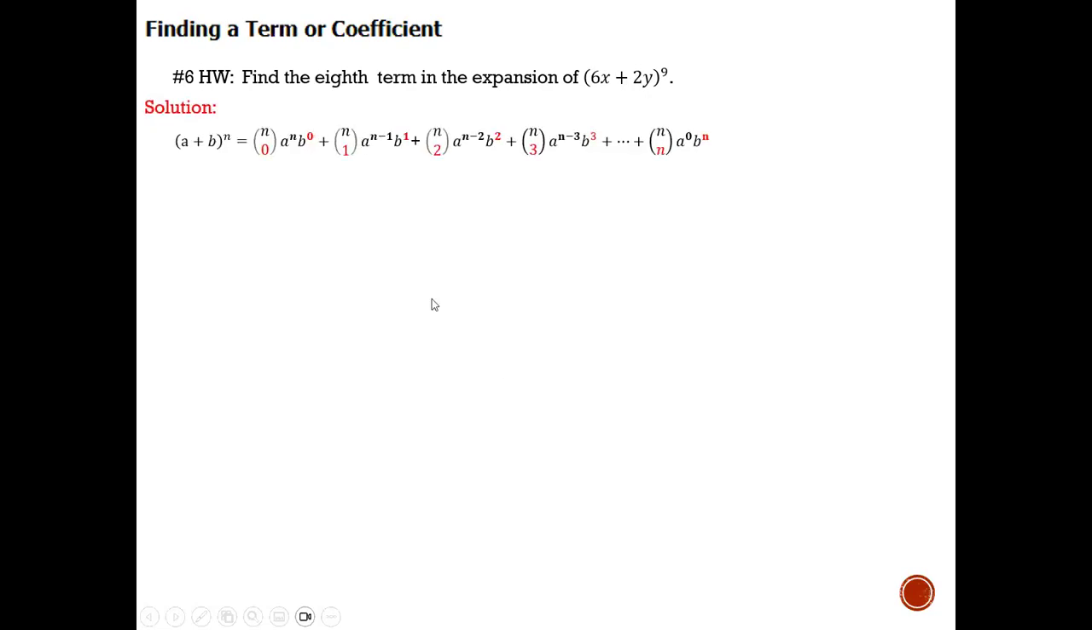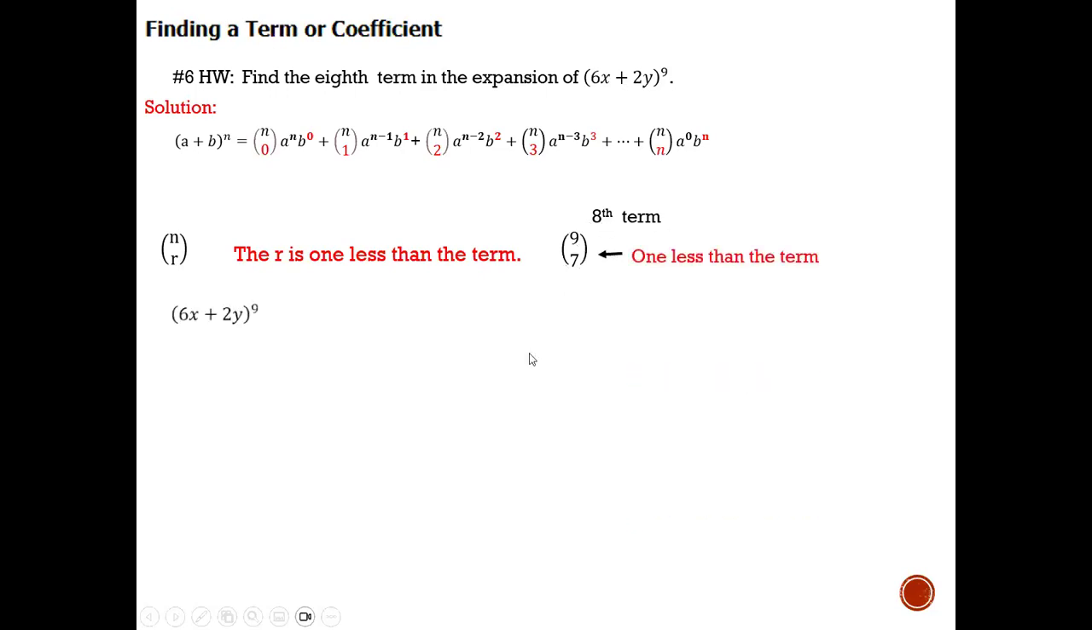So let's do this one more time. We want the eighth term. Again, this is how we get all the terms, but specifically I want the eighth one for this expansion. So this is 6x plus 2y to the power of 9. So 9 is my n, okay? Now remember that r is 1 less than the term. So if I want the eighth term, r is going to be 7 in this case, okay? So I want the eighth term, n is 9. R is 1 less than the term that I want, so 7, okay?